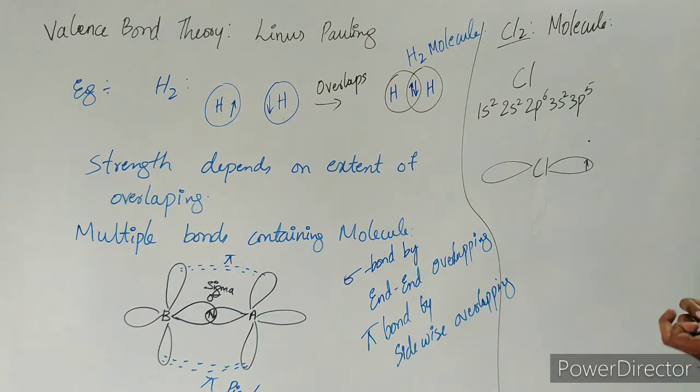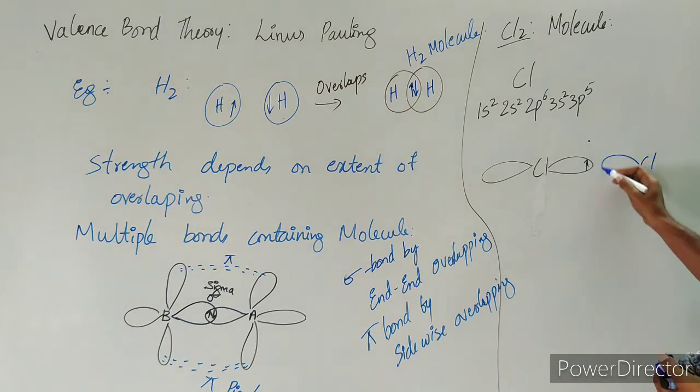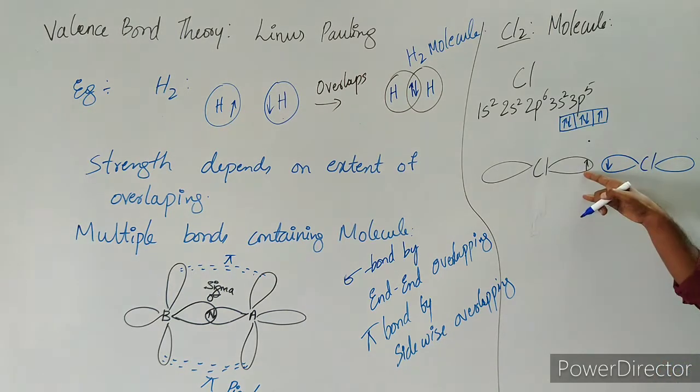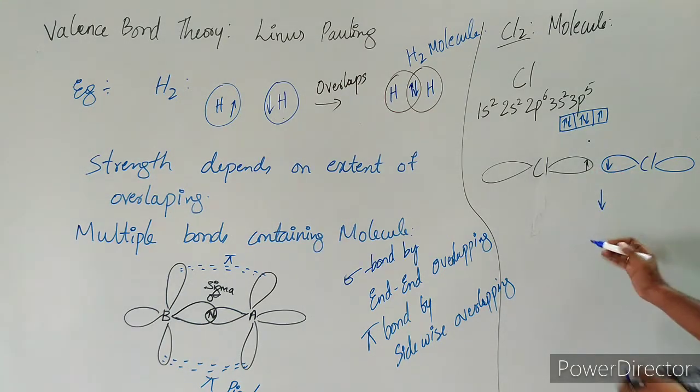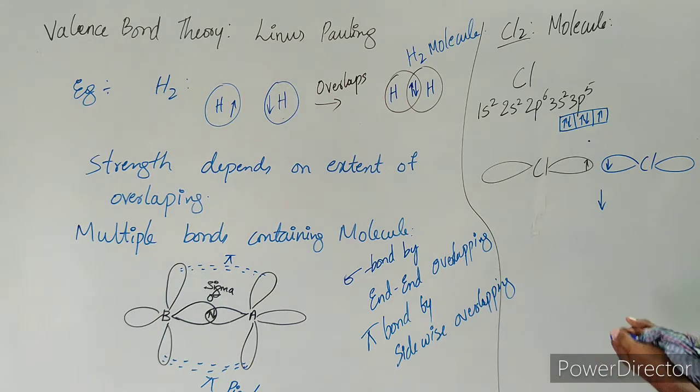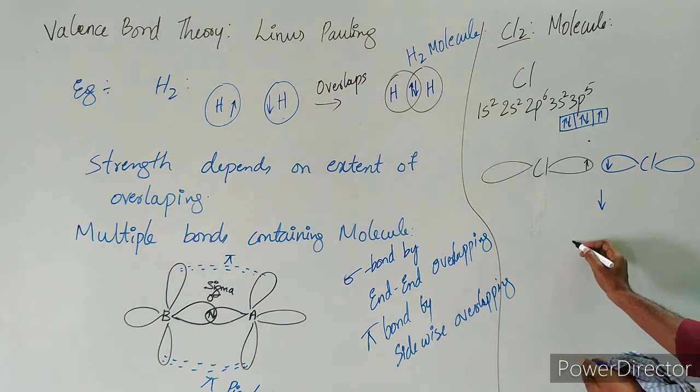This atom with one unpaired electron will be interacting with another chlorine atom. This one unpaired electron will be overlapping with the unpaired electron of another chlorine atom, and this overlapping will lead to a molecule between them.